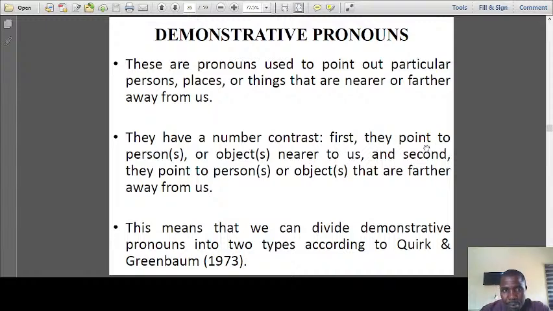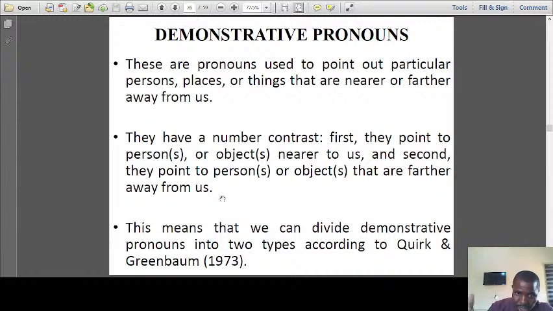First, they point to the persons or objects nearer to us. If the object or the person is nearer to us, we use this and these. And second, they point to persons or objects that are further away from us. So if the object is far away from us, we use that and those.